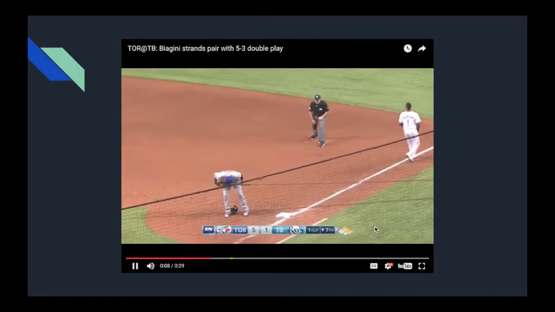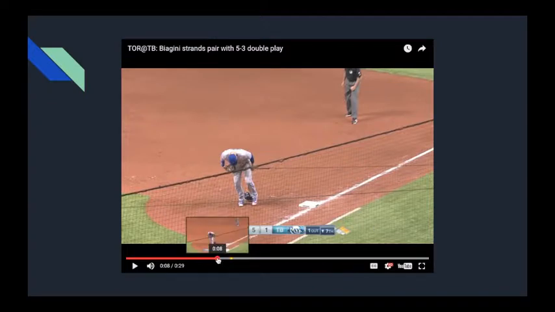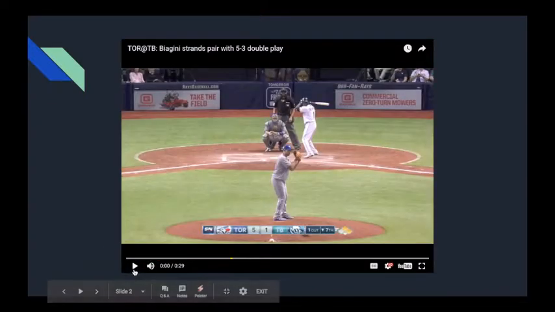Another double play. Okay, so that went pretty quick. We'll go over it again in slow motion so that you guys can see what we're looking for here.